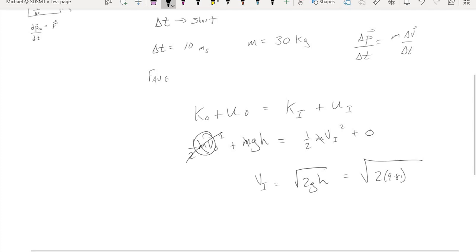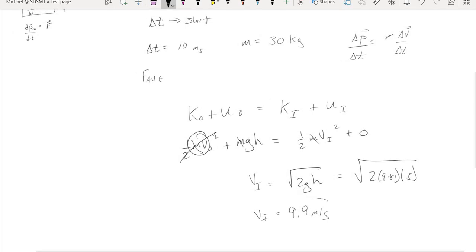So in the case of the child jumping out of the tree at an initial height of 5 meters, we'll plug all of this in to our calculator. 2, 9.8, and 5. Square root of that is just a little bit shy of 10 meters per second. I'm getting 9.9. So that's the velocity at impact.